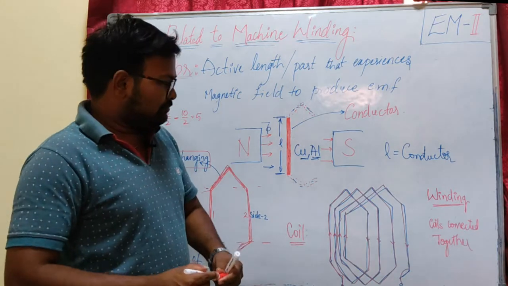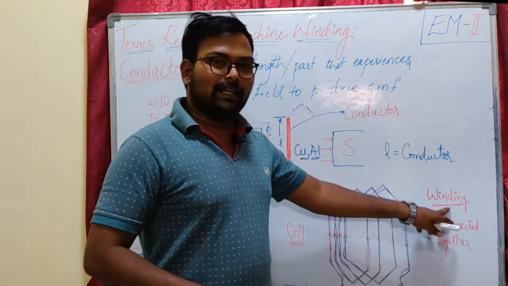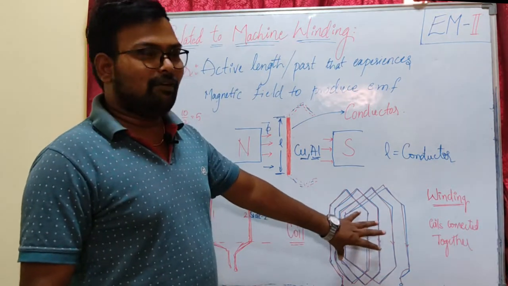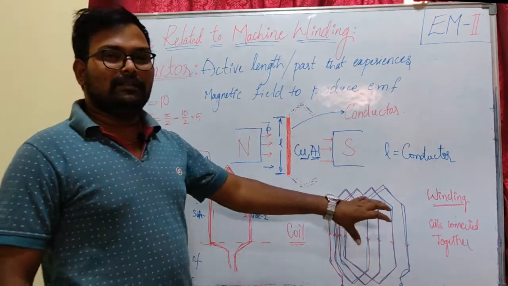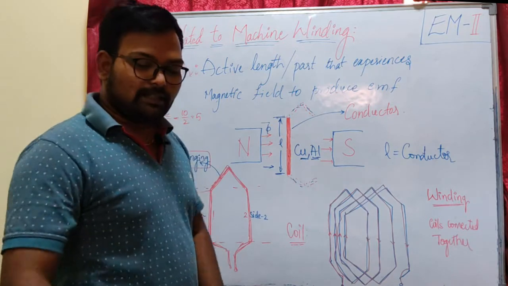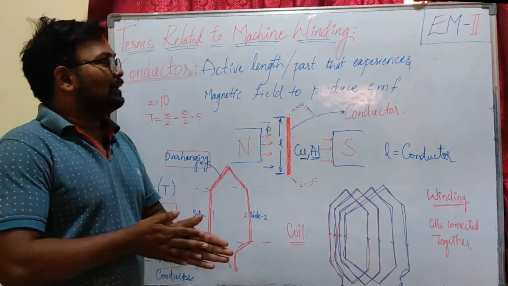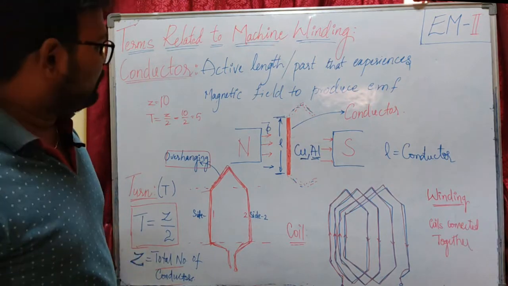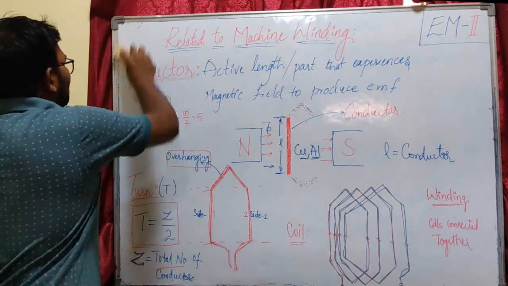Okay. And the last term is winding. What is winding? When a number of coils are connected together, that combination is called winding. These are the terms related to our electrical machine winding. Next, I am going to tell you the types of winding.